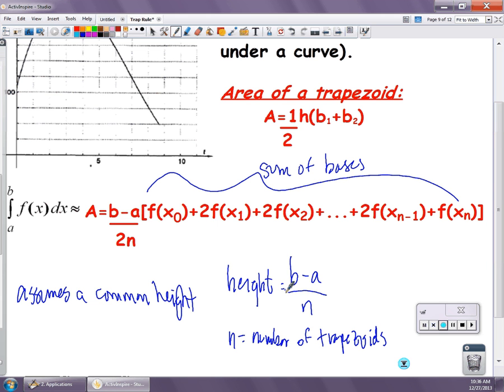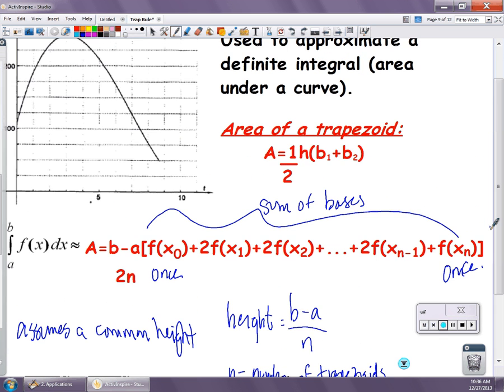The 2 in your formula, so you can see the b minus a over n right there. The 2 is the 1/2 from the geometry formula for a trapezoid. And then if you take a look at the formula, notice that the first base is used once, as we discussed. The intermediate bases in between are used twice, and the last base is also used once. So that's kind of a summary of what we talked about in the video.